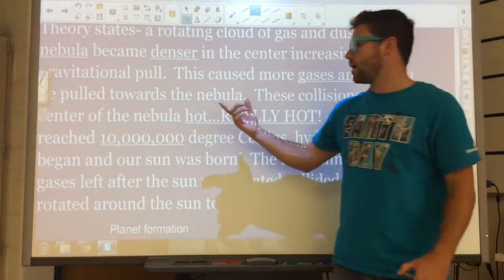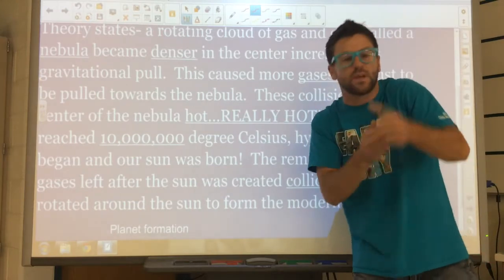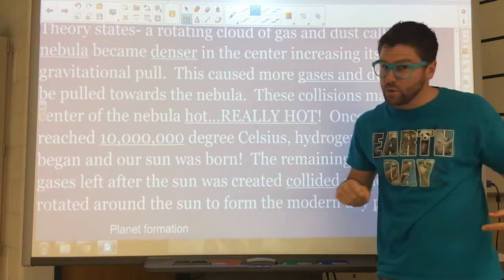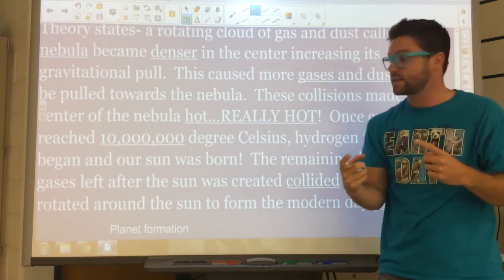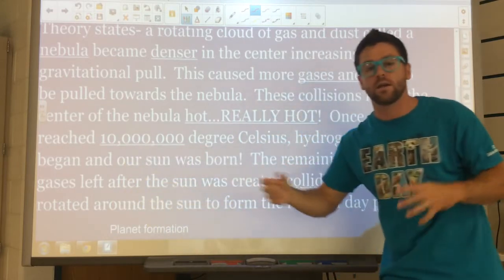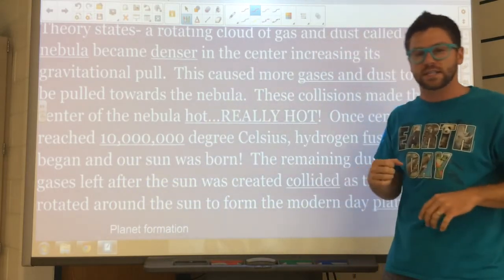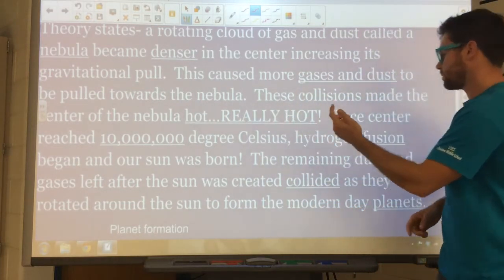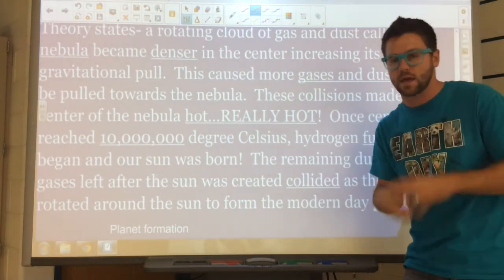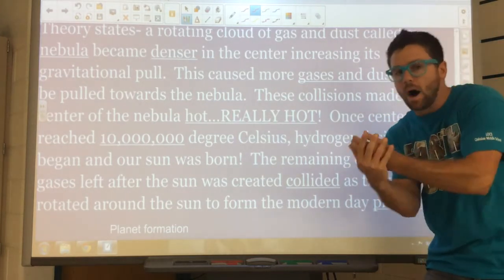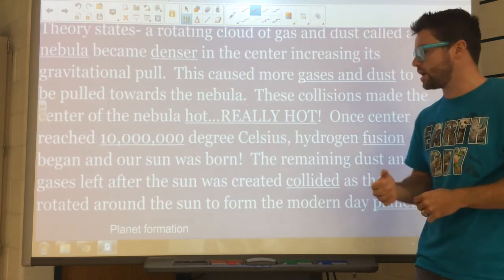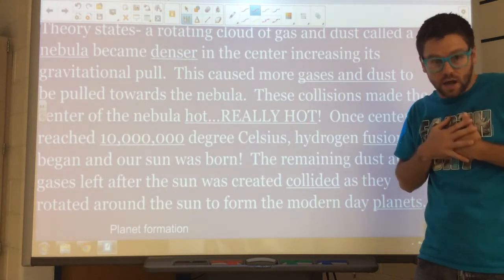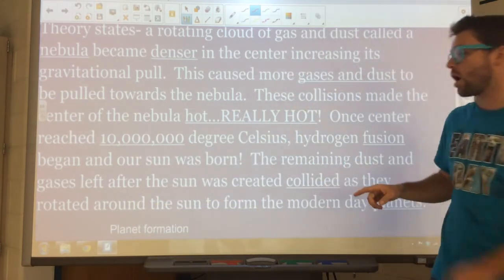These collisions come to the center of the nebula, and all of this because of friction, banging and banging and banging, makes it really, really hot. Once it gets up to somewhere around 10 million, even up to 15 million degrees Celsius, there's a trigger that starts. There's a chain reaction that starts. Hydrogen starts to fuse together to make helium. And the moment that hydrogen starts to fuse together to make helium, bam, we've got light emitting from the sun or from a star. Our sun being one of them, right? So our star was born.